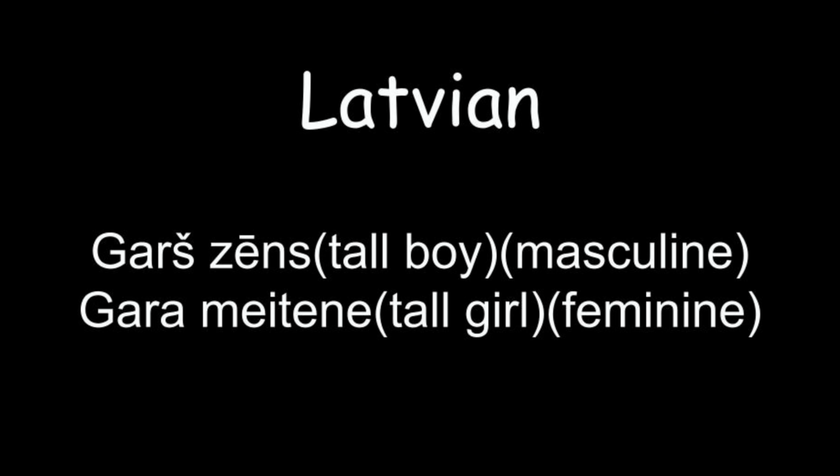Garš zēns. Gara meitene. Similar to the other gender systems, the adjective before the noun changes depending on if it is masculine or feminine, with the first set of words in this example meaning tall boy and considered masculine, and the second set of words being tall girl, considered feminine.